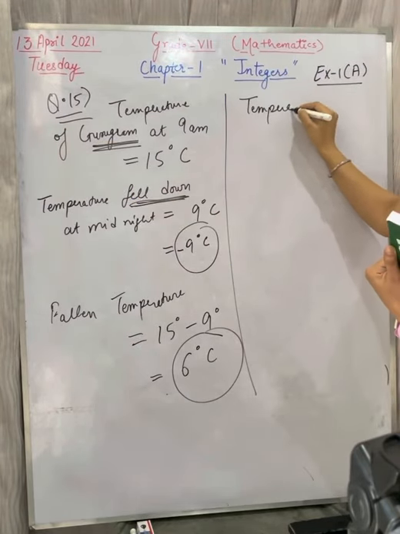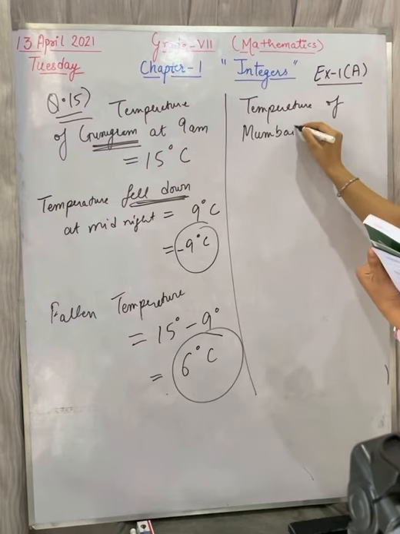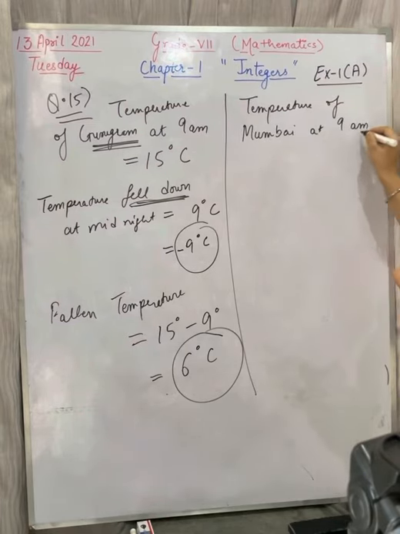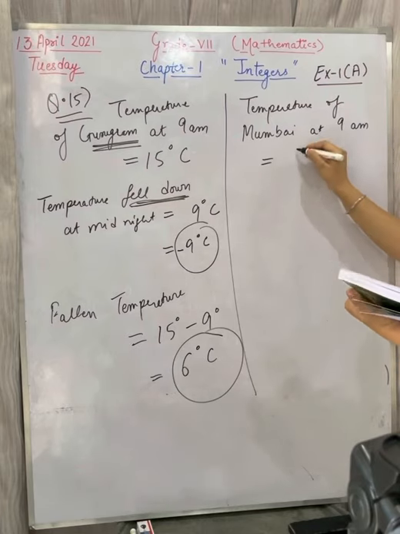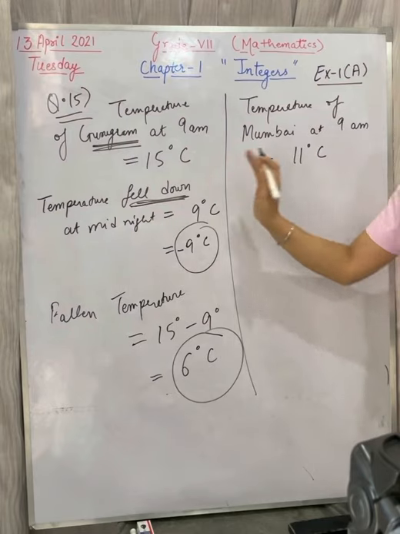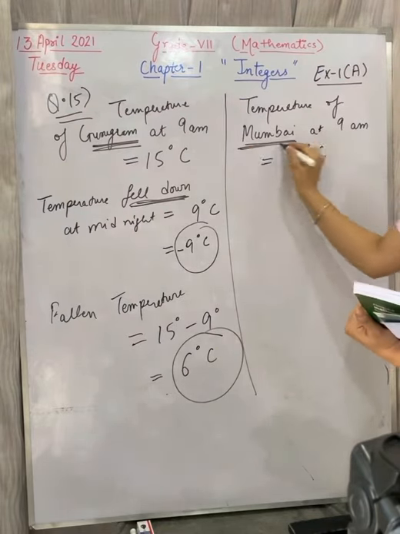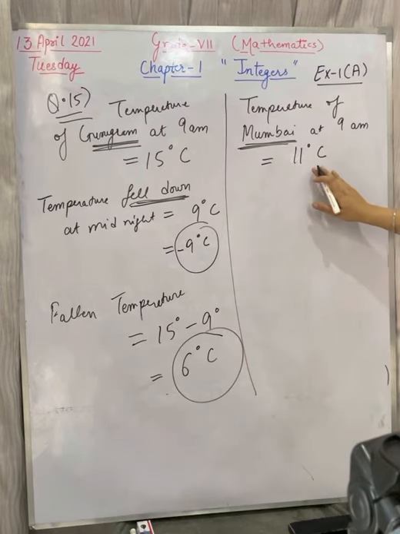Then they are saying that the temperature of Mumbai at 9 AM is, it is given, 11 degrees Celsius. Same way you have to write. This was the temperature of Gurugram at 9 AM. Temperature of Mumbai at 9 AM is 11 degrees Celsius.